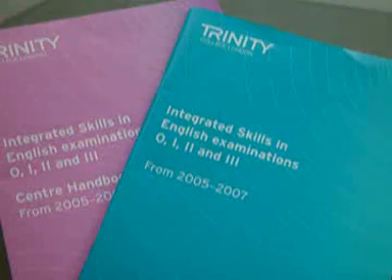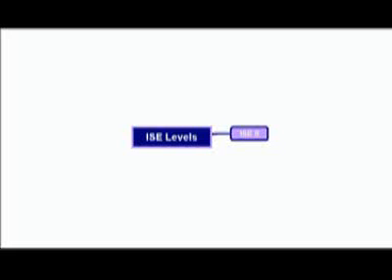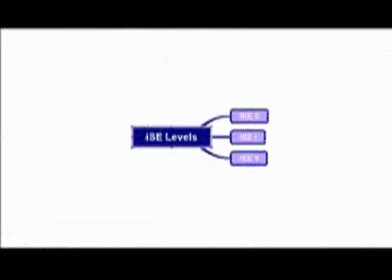Hello, my name's Erica Brady and I'm the manager for Trinity's Integrated Skills in English Examinations, or ISE. In the next 5 minutes or so, I'd like to tell you about the 3 main components of the ISE examinations. The ISE examination tests learners' ability in reading, writing, listening and speaking. There are now 4 levels of ISE available: ISE 0, ISE 1, ISE 2 and ISE 3.